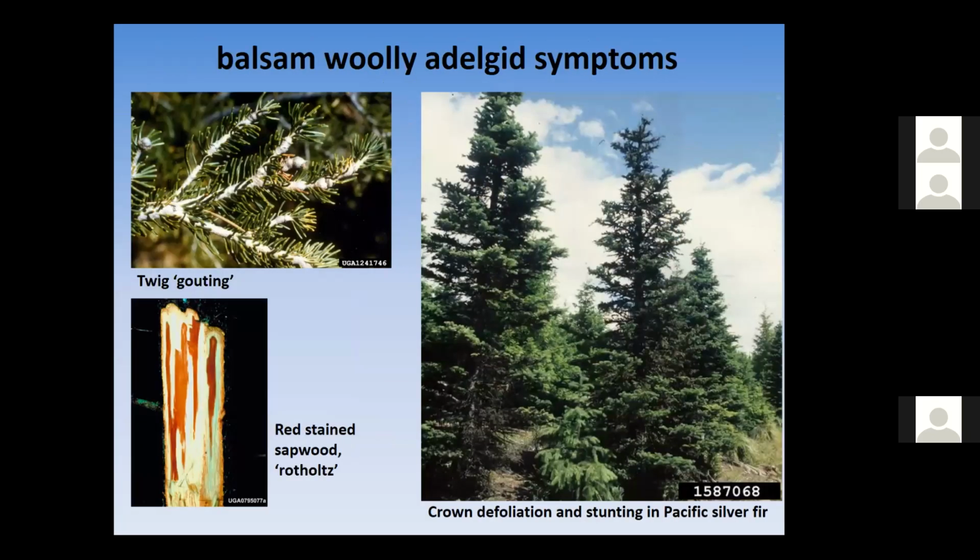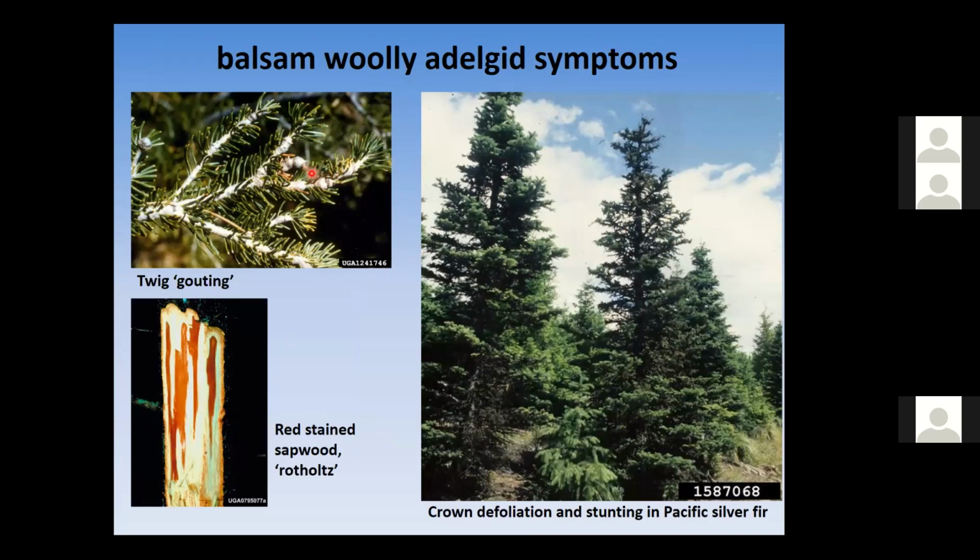Our native fir trees are not adapted to defend against this because it's from Europe. And in Europe, the firs that grow there can deal with it, but ours cannot. And so it causes, like I said, a toxin. It causes staining in the sapwood. And so after about 5 or 10 years of feeding, a tree can actually die from this.